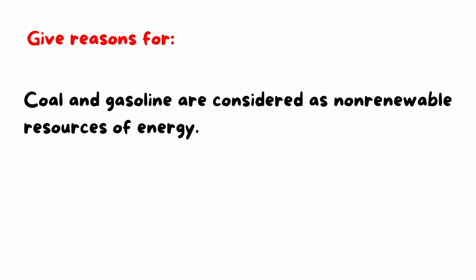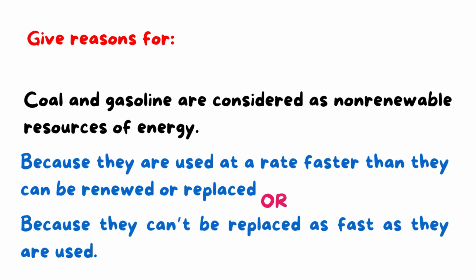Examples of the non-renewable resources are coal, gasoline, natural gas, and oil. All of these are non-renewable resources of energy. So the question here: coal and gasoline are considered as non-renewable resources of energy because they are used at a rate faster than they can be renewed or replaced. We use them faster than they can be formed, okay? Or in other words, we can say because they can't be replaced as fast as they are used.